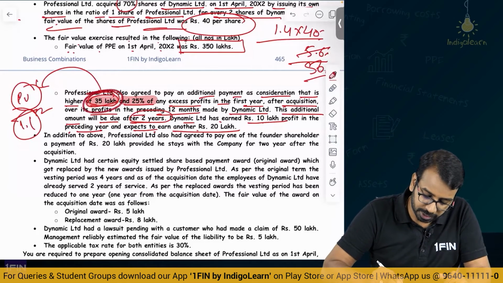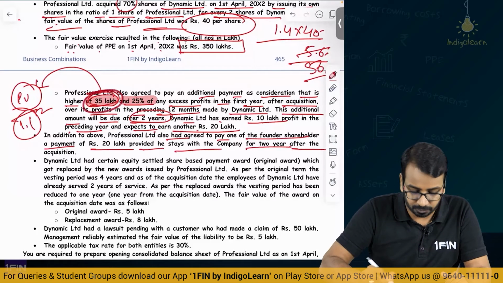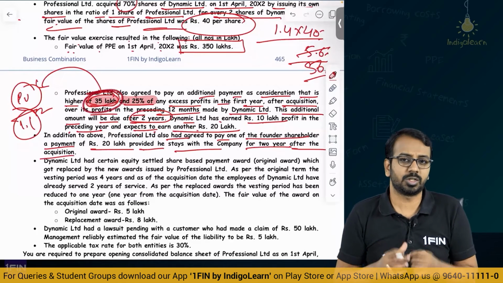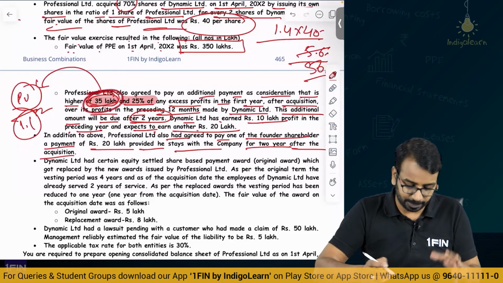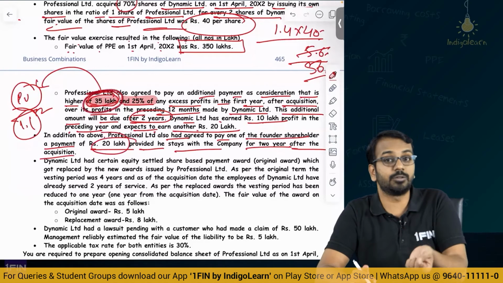In addition to above, Professional Limited also had agreed to pay one of the founder shareholder a payment of 20 lakhs provided he stays with the company for 2 years after the acquisition. As I give you an example, if someone acquires IndigoLearn and they say, Suraj, you have to work with us for another 2 years and for that we will pay you how much? 20 lakhs per annum or 20 lakhs in lump sum. We will pay you that amount.